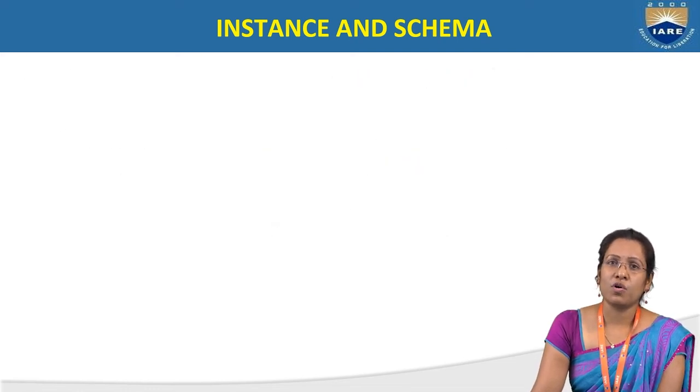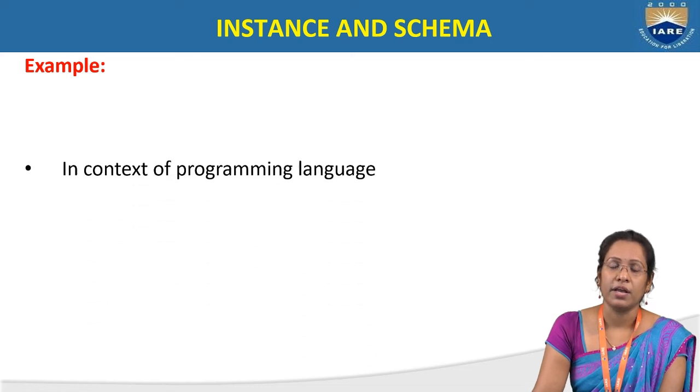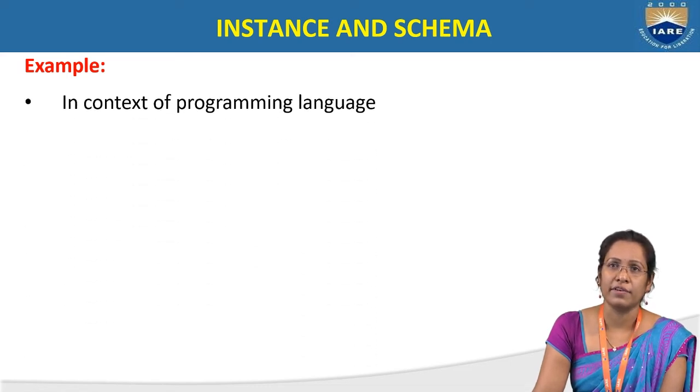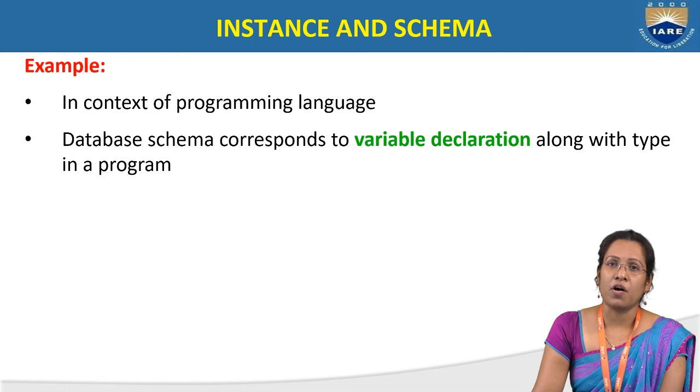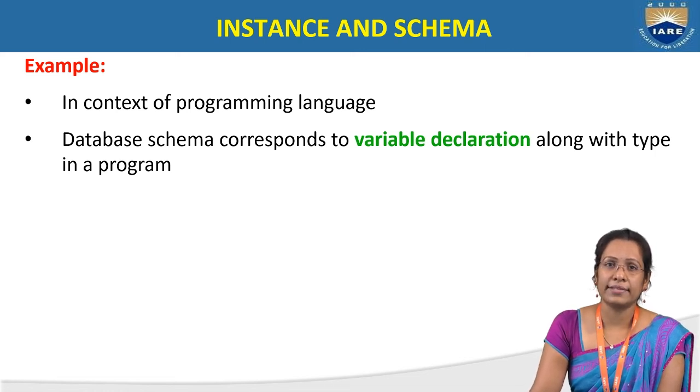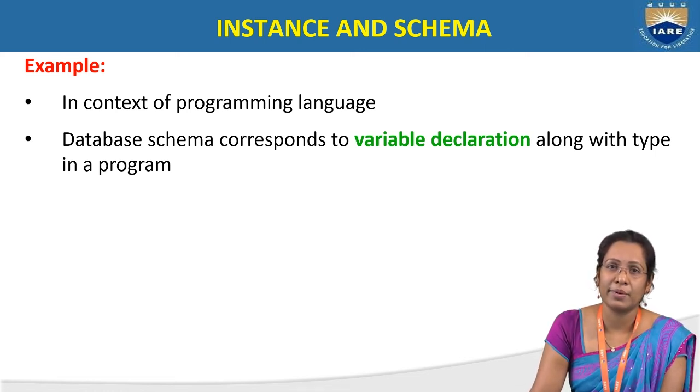Now I will use a small example of instance and schema, in terms of a programming language. In the context of a programming language, suppose we already know how to declare a variable. So the database schema corresponds to variable declaration along with the type. How will we declare the variable? Something like int x = 10. So this total int x = 10 is called a database schema.